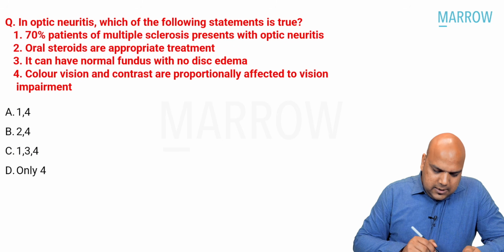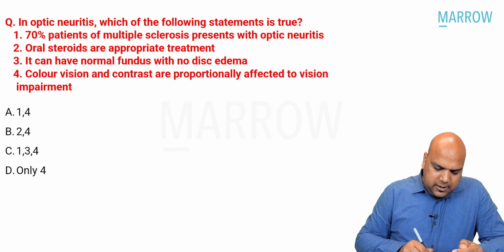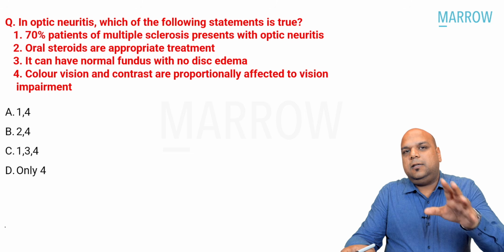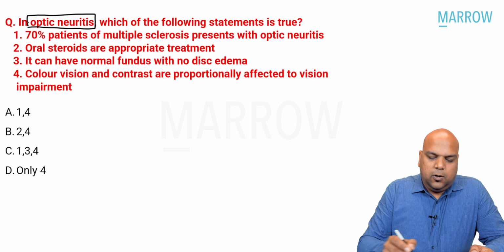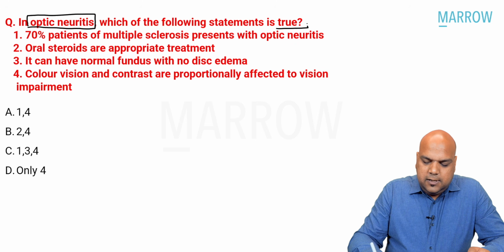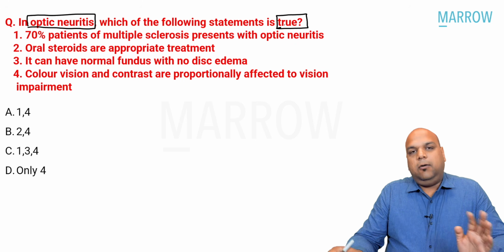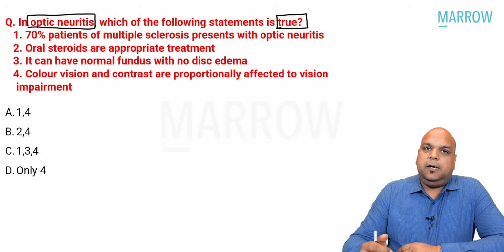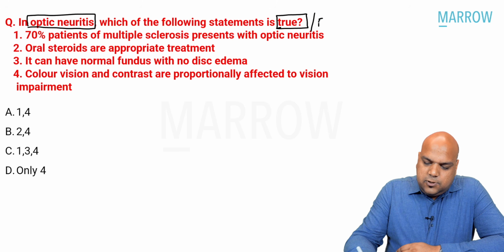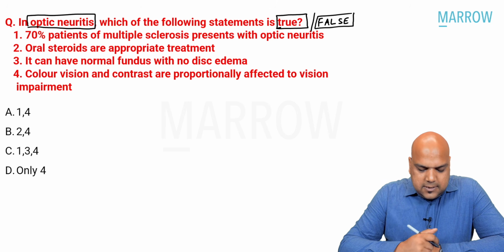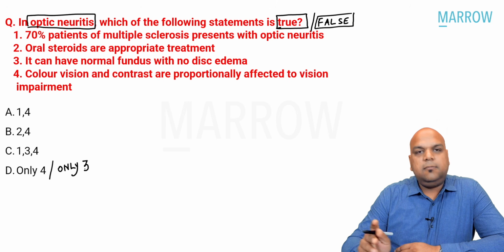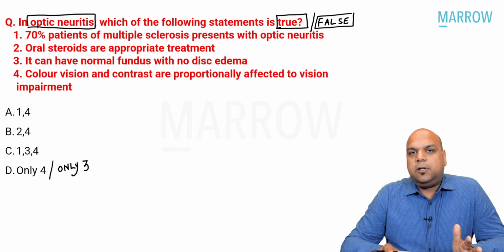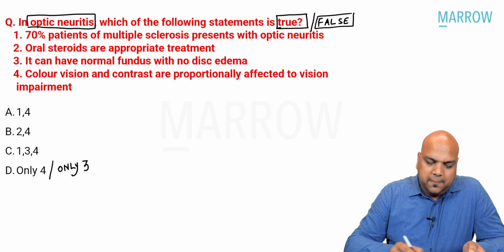Moving on to the last question, question number 8. Again, this just looked difficult. This was easy. The question was essentially on optic neuritis. In optic neuritis, which of the following statements is true? Now, some people said which of the following statements is true was asked. Some said which of the following statements is false was asked. Some said option D was only 4. Some said option was only 3. So I'm not going on the options or the question. I'm just trying to explain all the 4 statements here.